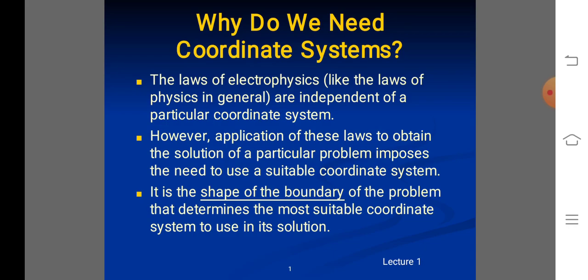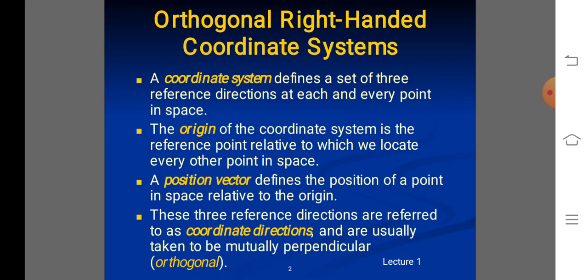Next, a point or vector can be represented in any curvilinear coordinate system, which may be of orthogonal or non-orthogonal type. An orthogonal system is one in which the coordinates are mutually perpendicular. Examples of orthogonal coordinate systems include the Cartesian or rectangular, cylindrical, and spherical. Those three classifications are orthogonal coordinate systems.